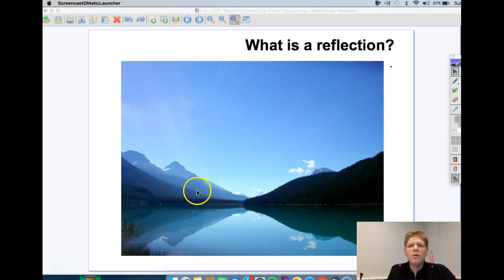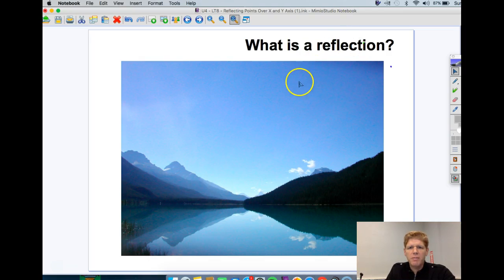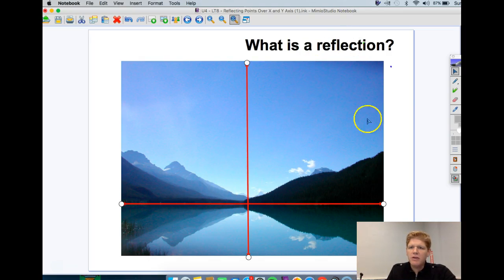Now let's lay the coordinate grid down on top of our picture, and let's see what it looks like. Now you can see that we have our x-axis along the bottom. Our x-axis is right where the water line is. And you can see that if I were to put a point right here, then the reflection of that point is directly below in the exact same place. That is exactly what we mean by reflection in math.